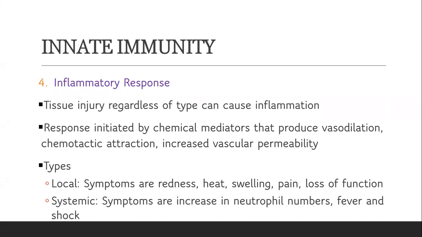Then we have inflammatory response. So tissue injury, regardless of type, can cause inflammation. So when initiated by chemical mediator, the response will be vasodilation, chemotactic attraction, and increased vascular permeability. So there are two types of inflammatory response. We have the local and the systemic. So the local involves redness, heat, swelling, pain, loss of function in the inflammation, while the systemic inflammatory response are increase in neutrophil numbers, fever, and possible shock.